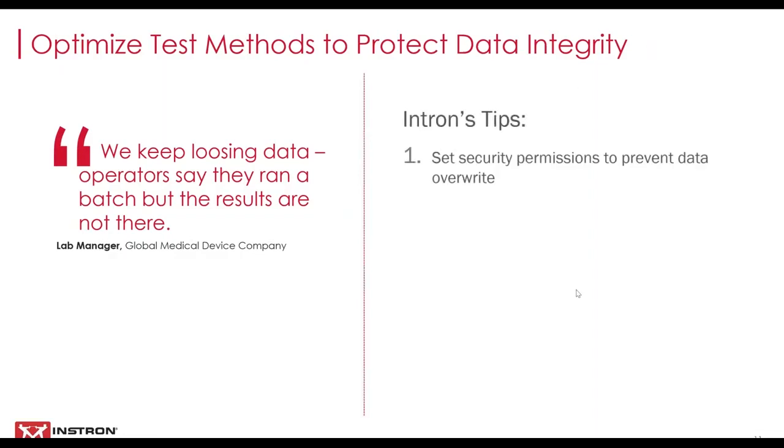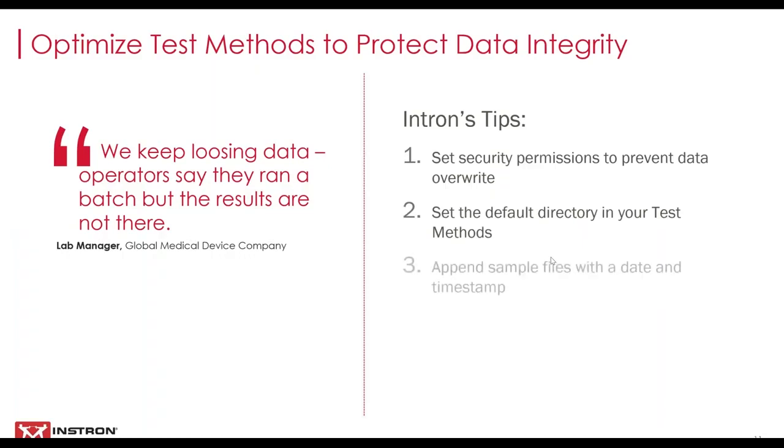So set security permissions to prevent data overwrite. Normally when a lab manager says there are results missing, it's usually because an operator or a tester was able to overwrite data. So make sure to set security permissions to prevent that. Set the default directory in your test method, so that's where files are actually saved. And append sample files with a date and timestamp.